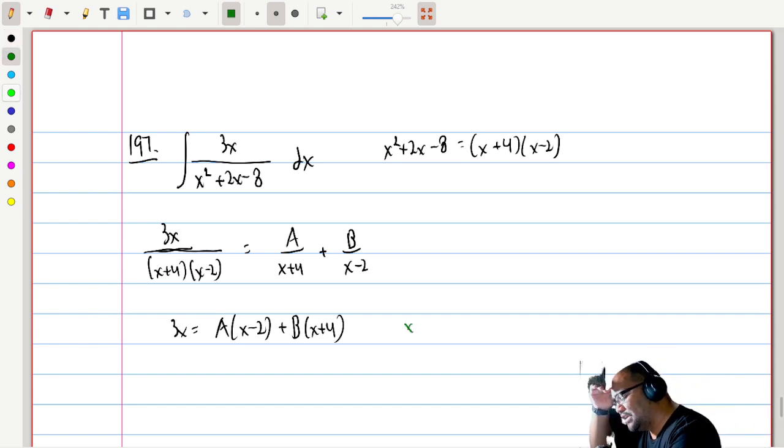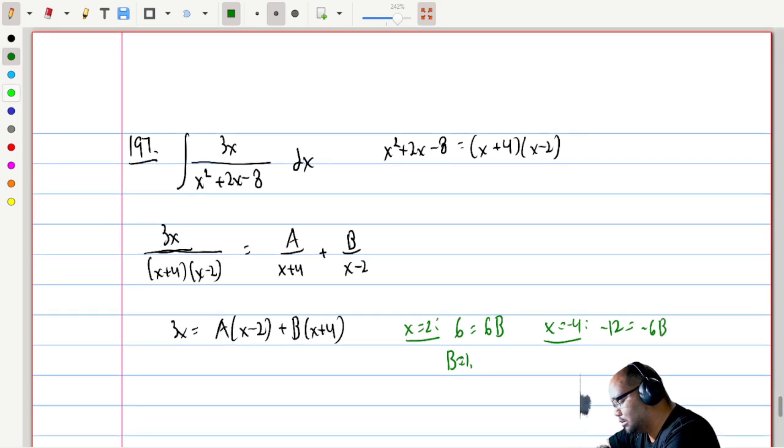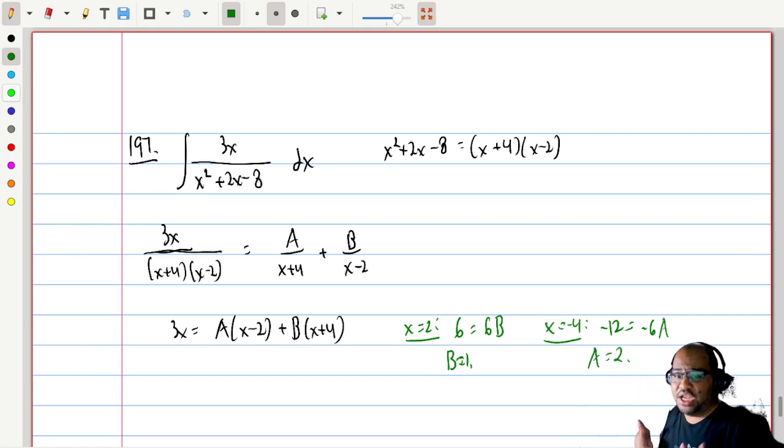So if x is equal to 2, then notice that the a term vanishes. On the left, I get 6 equals 6b on the right. So b is equal to 1. And if x is equal to negative 4, again, just choosing clever values so stuff vanishes, let's see, negative 12 on the left, and on the right, the b term vanishes. Negative 4 minus 2 is negative 6. That's an a. a is 2. So now I have my decomposition.